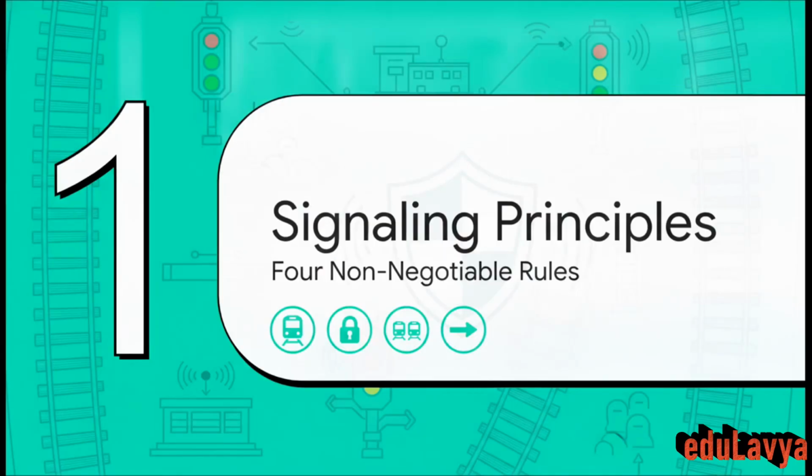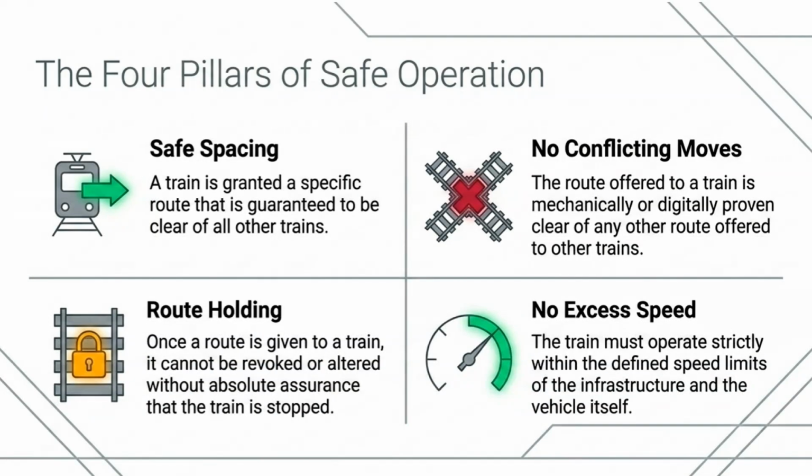Module 1, the 4 signaling principles. To maintain our ultimate goal of safety, absolutely every signaling system on Earth is built on these. There are 4 golden rules here. First up is safe spacing. We've got to guarantee a train is given a route completely clear of any other traffic. Second, no excess speed, meaning the train has to operate within the specific speed limits for that given route.